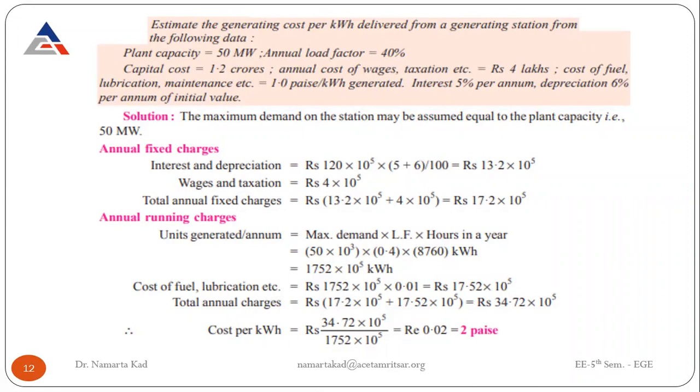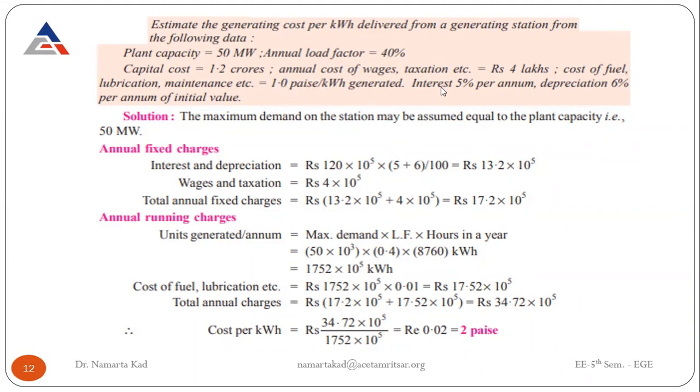Then the cost of fuel, lubrication, maintenance is given as 1.0 paisa per kilowatt hour generated. Now the fuel cost is not directly given. It is given in these terms, 1.0 paisa per kilowatt hour generated. So to calculate the fuel cost, you have to multiply this factor with the total kilowatt hours generated. Only then you get the total fuel cost.